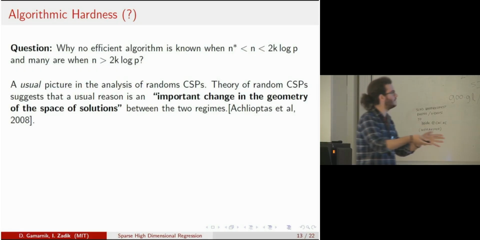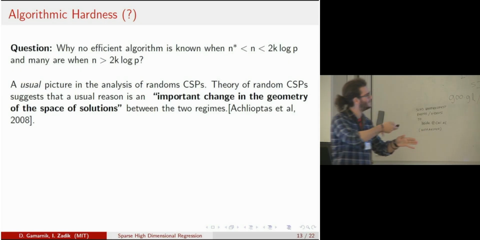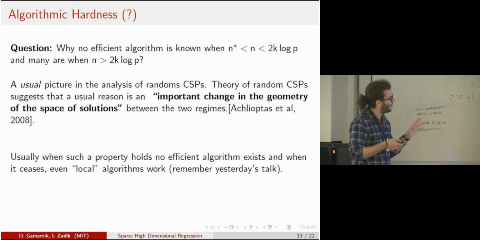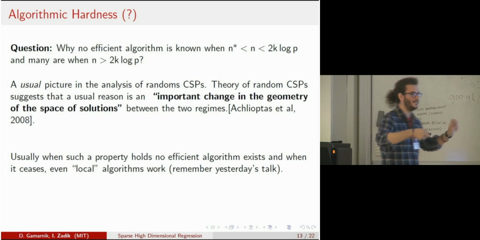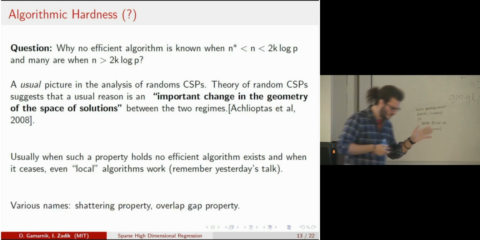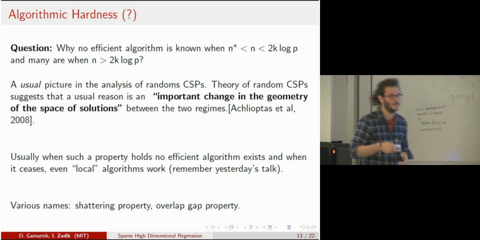We said, okay, let's turn to the geometry of the binary k-sparse vectors between these 2 regimes, and can we trace this geometrical property that changes? Furthermore, there is usually an argument that when such a property holds, no efficient algorithms exist, but when it ceases to hold, even local algorithms work, and greedy algorithms work, which is something we heard also yesterday. There are various names for this property in the literature: shattering property, overlap gap property, and the story continues. So that's what we did.